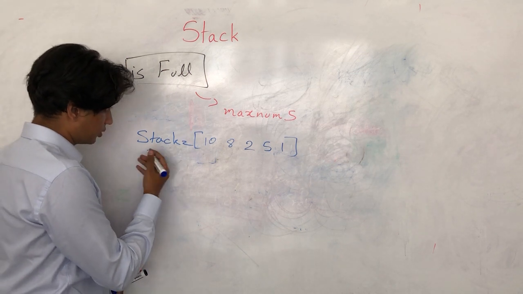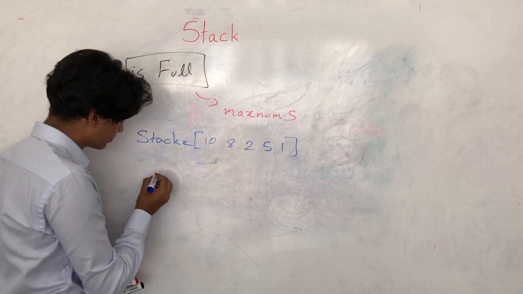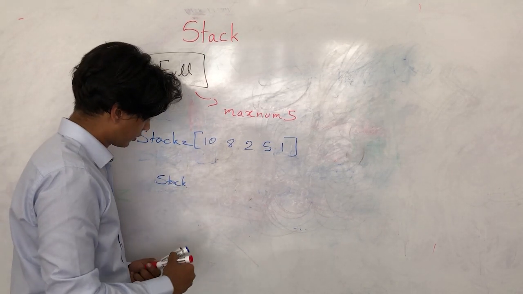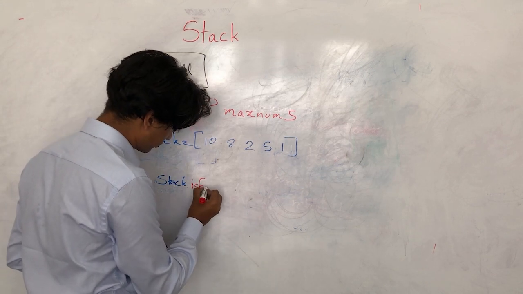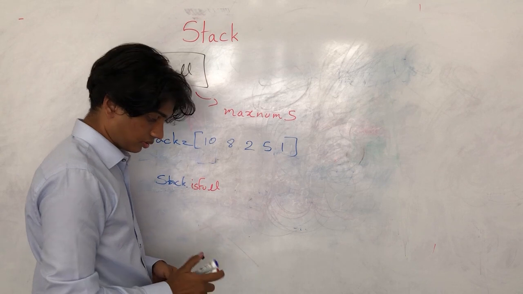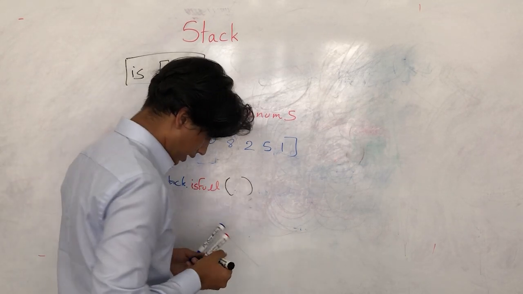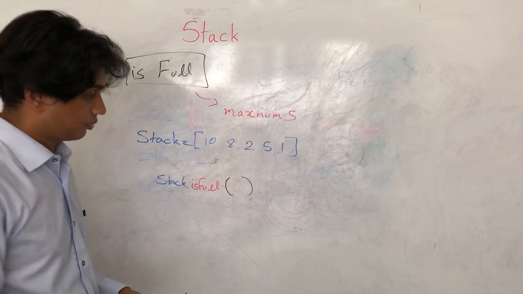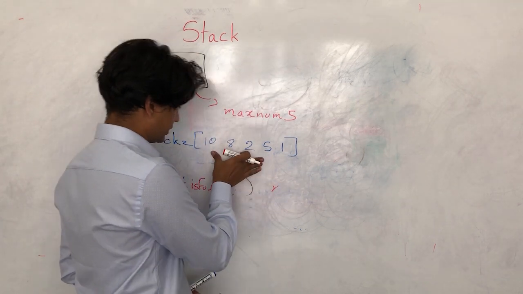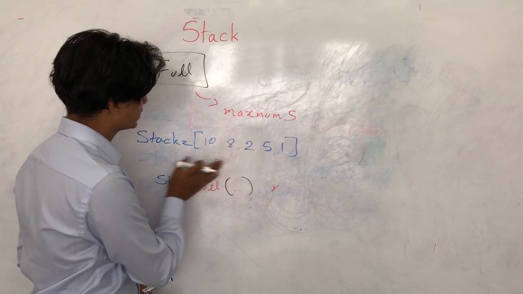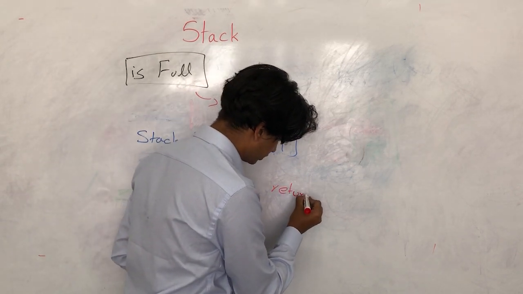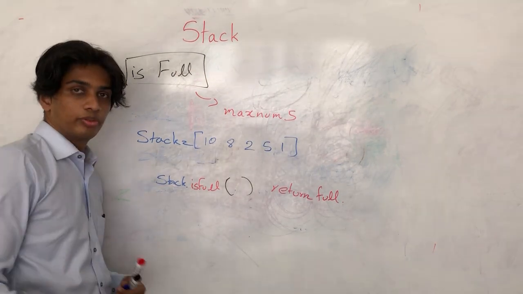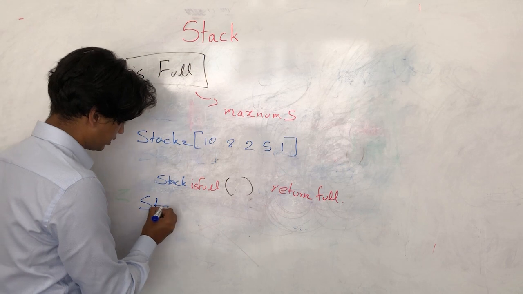I'm going to use this isFull method on my stack. Stack dot isFull, and if you execute this code, then I will be returning a boolean saying that my stack is full, because I already have 5 elements in my stack. Return true here.